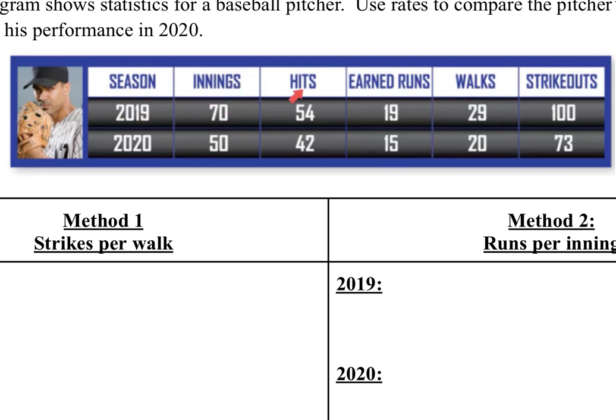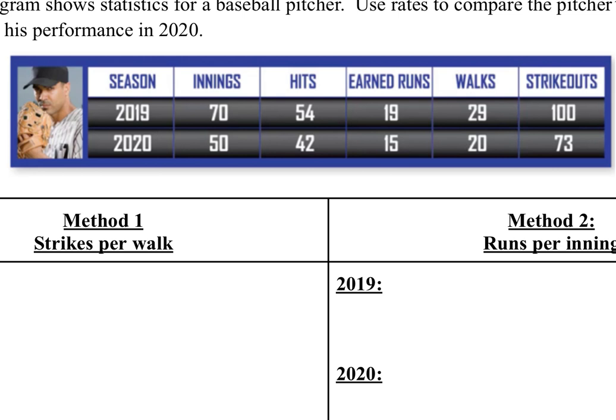We have innings, we have hits, and this is a pitcher, so he pitched 70 innings. They got 54 hits off of that. Earned runs were 19. Walks, he walked 29. And strikeouts, he had 100. Okay? And then in 2020, same thing: innings, hits, earned runs, walks, strikeouts. So there are 5 different things that they are measuring.